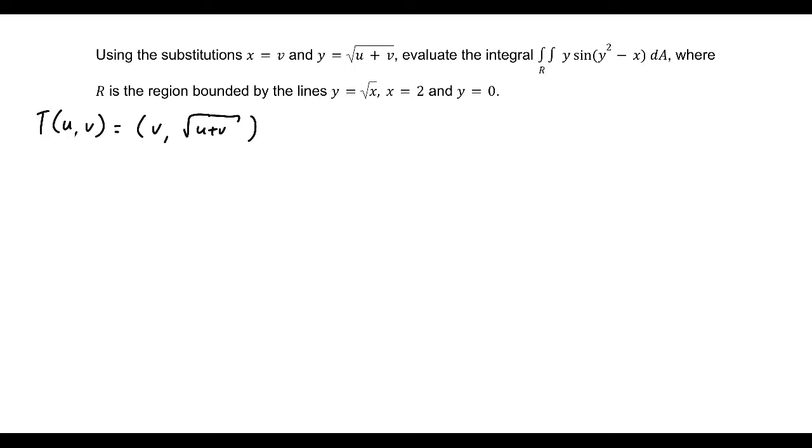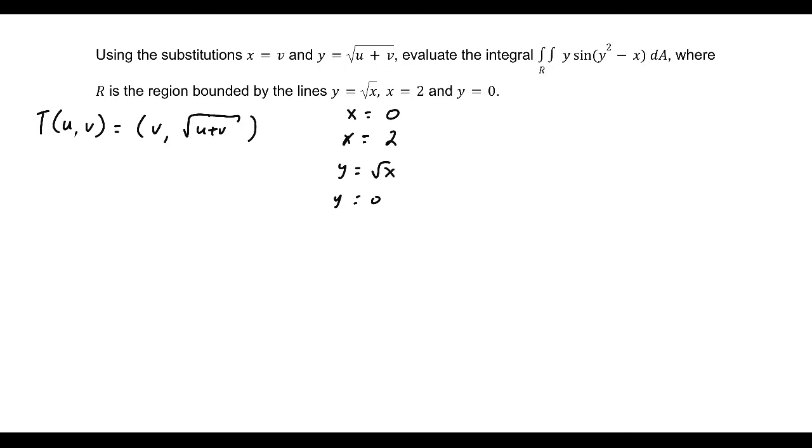Now we have these boundaries of y equals x squared, x equals 2, and y equals 0. And actually there's one more boundary, and that is that these intersect when x equals 0. So thinking about the points of that region, x equals 0 is a boundary. So I'm just going to write all of these: x equals 0, x equals 2, y equals square root of x, and y equals 0.